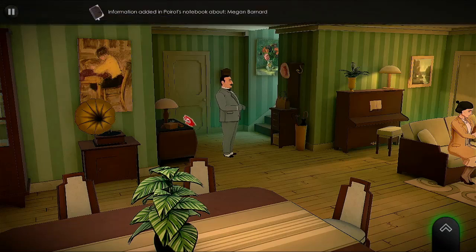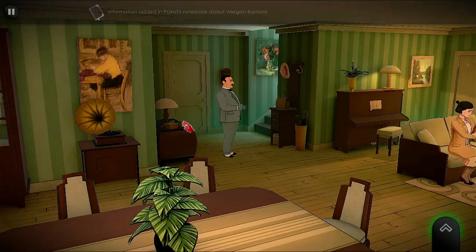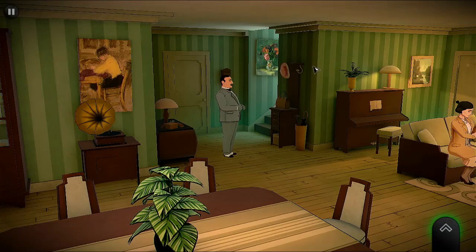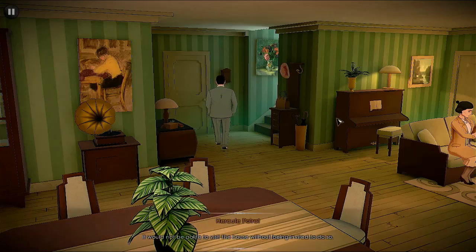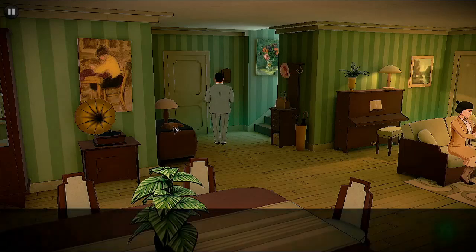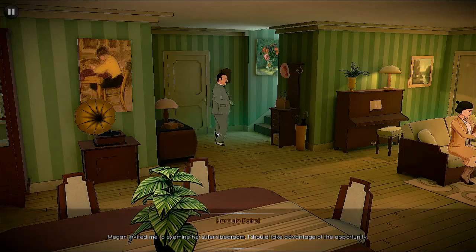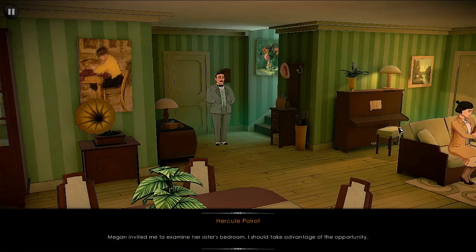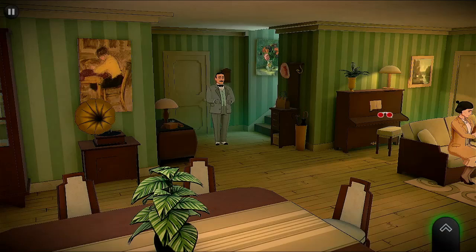Okay, let's have a little look-see around here. Oh, what's this? It would not be polite to visit the house without being invited to do so. Okay. Megan invited me to examine her sister's bedroom. I should take advantage of the opportunity. Let's have a look in here first of all.